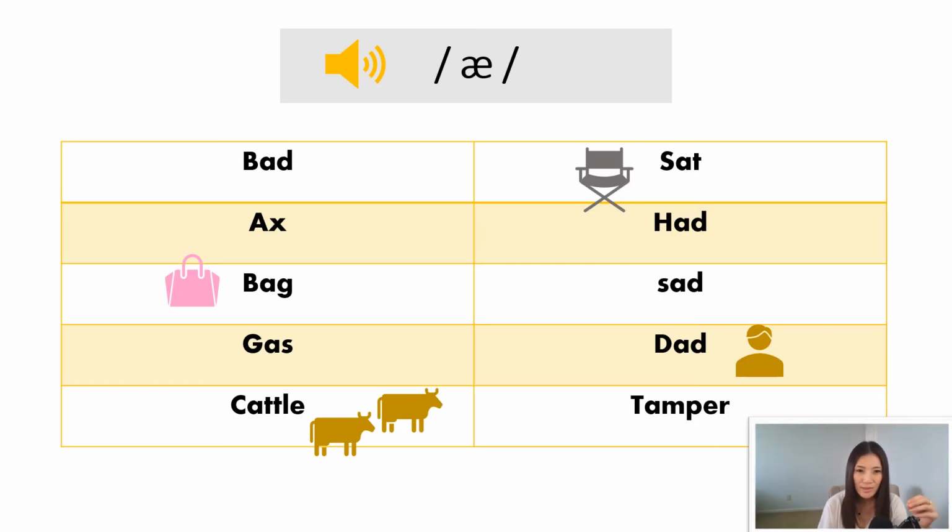Here's a list of words with the ash sound a. I'm going to read from top to bottom again, so please repeat after me. Bad, axe, bag, gas, cattle, sat, had, sad, dad, tamper.